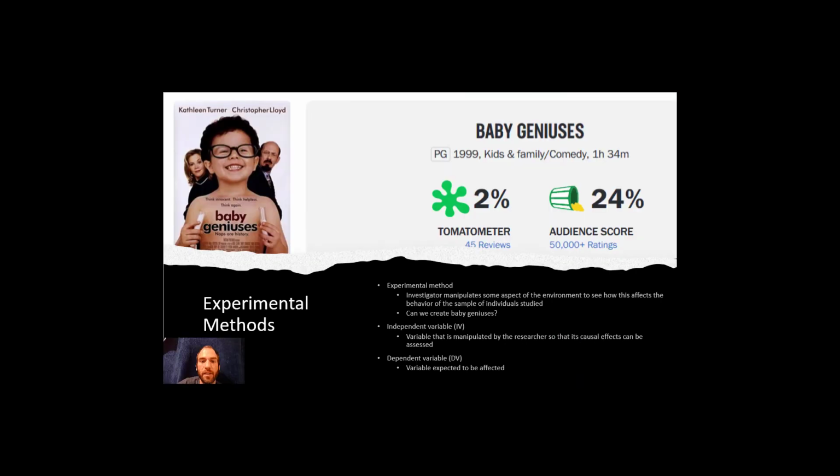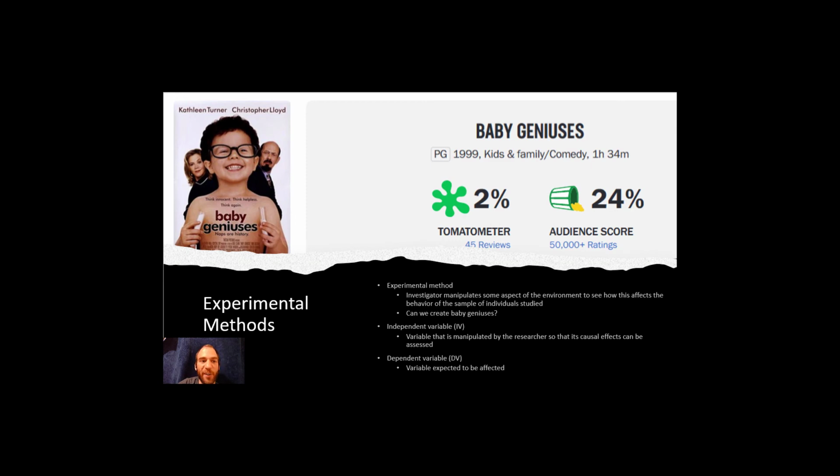And now we move on to the experimental method. An experimental method is defined as the investigator manipulating some aspect of the environment to see how this affects the behavior of the sample of individuals studied. So you have an independent variable and you have a dependent variable. The independent variable is the variable that is manipulated by the researcher so that its causal effects can be assessed. And the dependent variable is a variable expected to be affected.